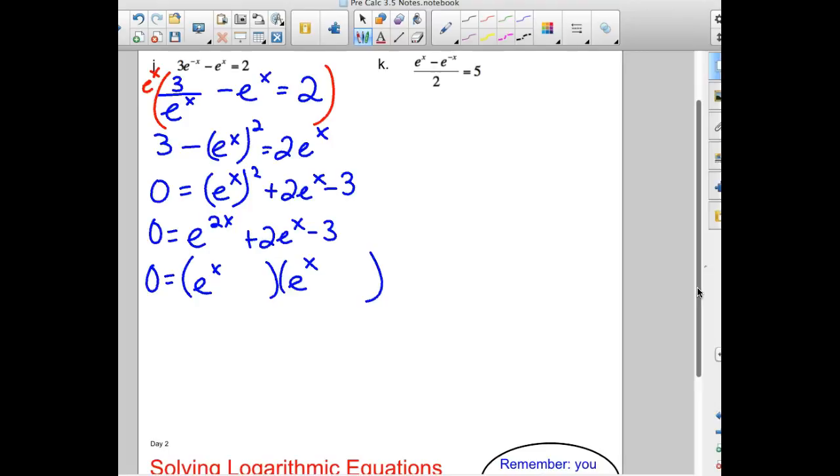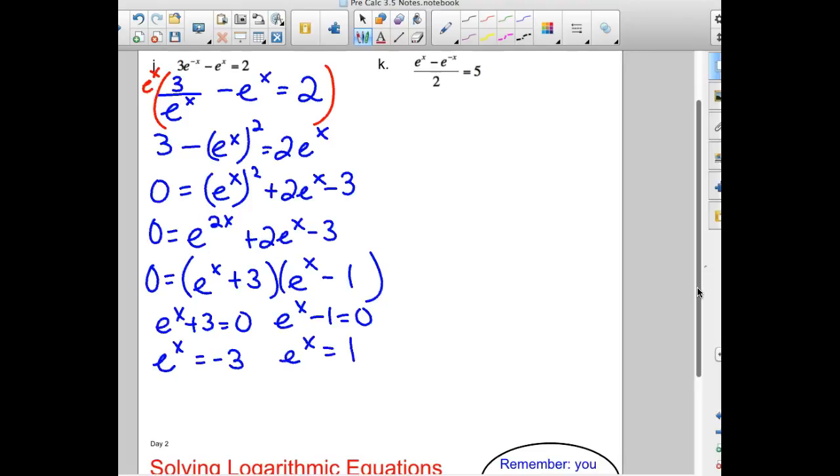We are looking for two numbers that multiply to be negative 3 and add up to 2. So we're going to have a positive 3 and a negative 1. And then we're going to set each of those equal to 0. So when does e to the x plus 3 give me a 0? And when does e to the x minus 1 give me 0? Here I've got e to the x having to be negative 3. Here I have e to the x being a 1.